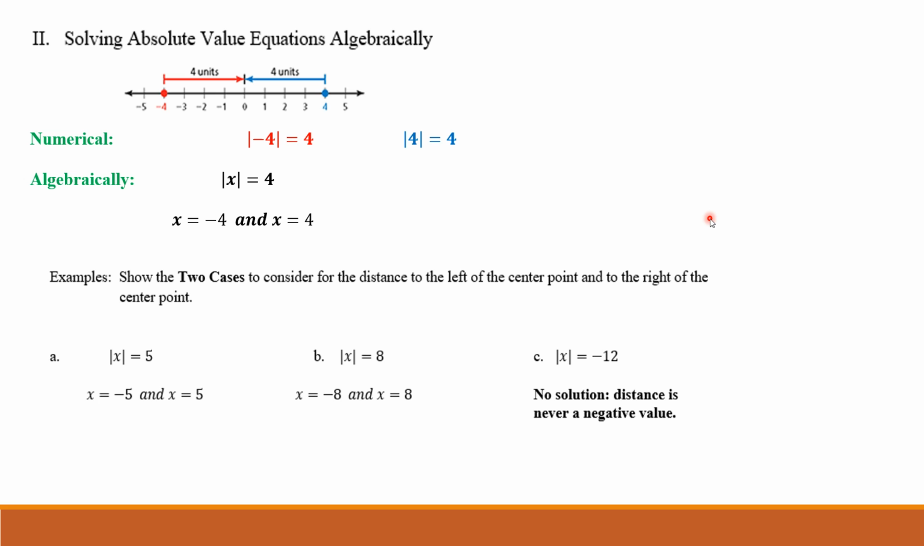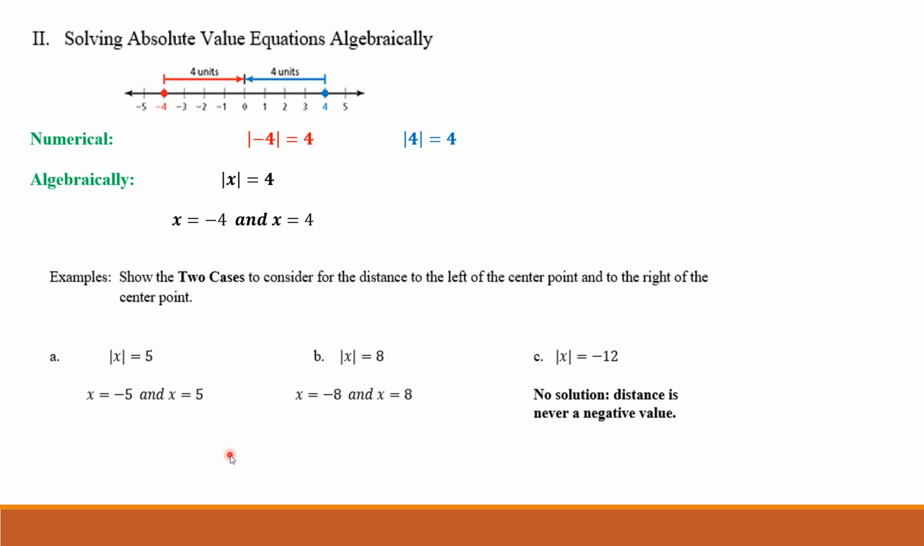Now we're going to look at these examples, and we always want to show the two cases to consider: the distance to the left of the center point and the distance to the right of the center point. So in this case we have two cases because we have a left side and a right side. There's a negative side and a positive side, where the constant is rewritten with a negative, or the constant stays the same as positive.